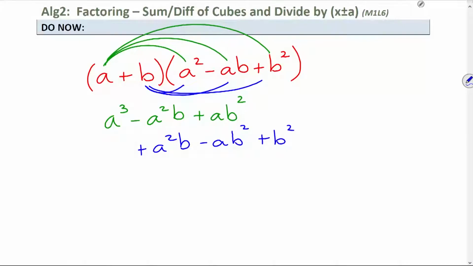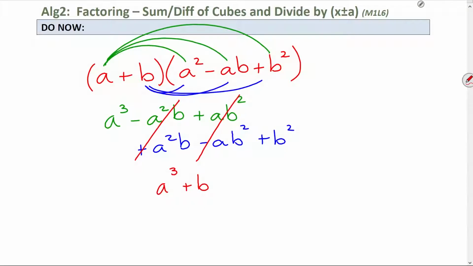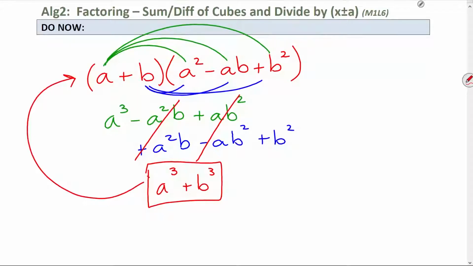Now, notice that because I have a plus in the left binomial and then a minus in the second term of the right trinomial, those opposite signs work out just right so that these terms cancel out, and what I'm left with is a cubed plus b cubed, which means that this factors into this.